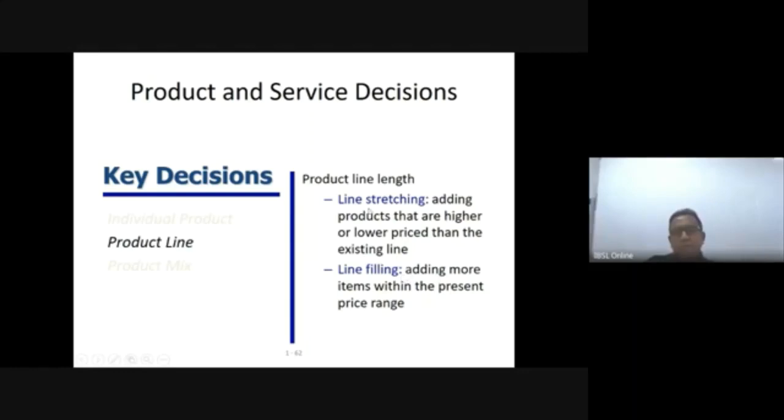Actually, line stretching and line filling are almost similar, but here you can add some items within the price range. Take the example of toothpaste. You can have herbal toothpaste. You can have toothpaste with some specific medicine. You have filled a gap. There are some customers who are conscious about dental health, mainly dental safety, and you find there are gaps in the product line which you can fill.